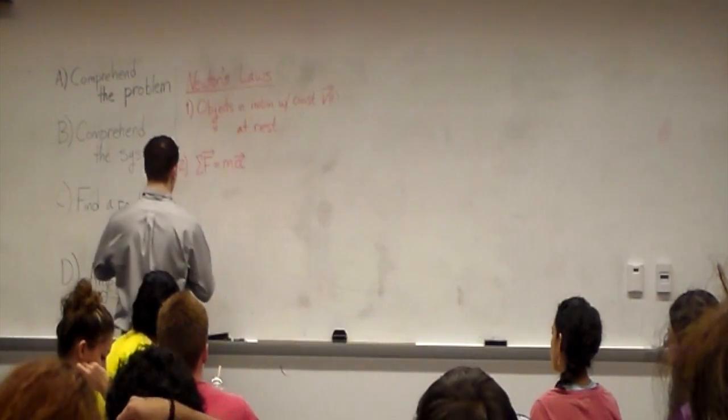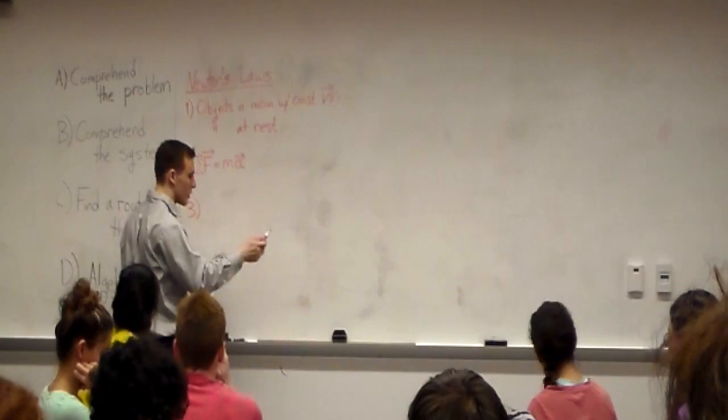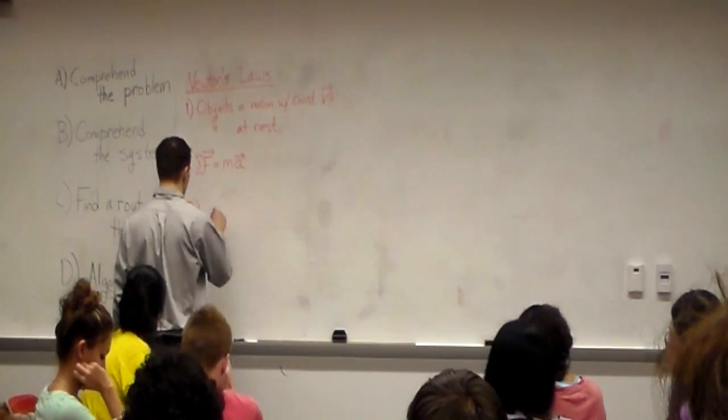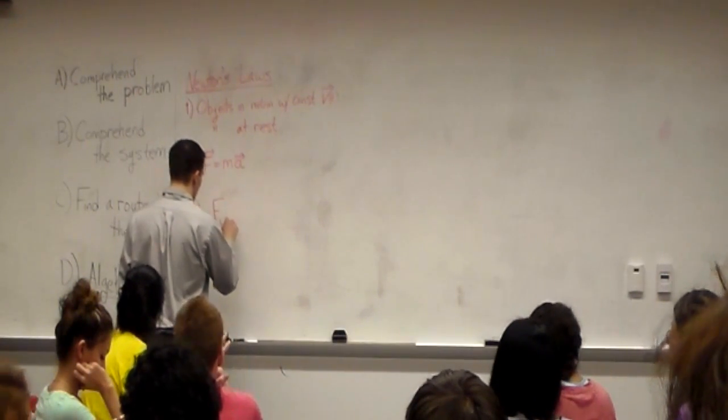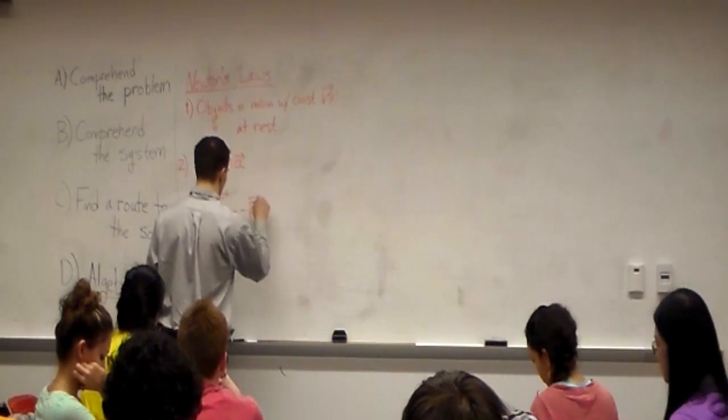And the last one is Newton's third law: if I have a force acting between two bodies or two objects, 1 and 2, then F of 1 on 2 is equal to minus F of 2 on 1.